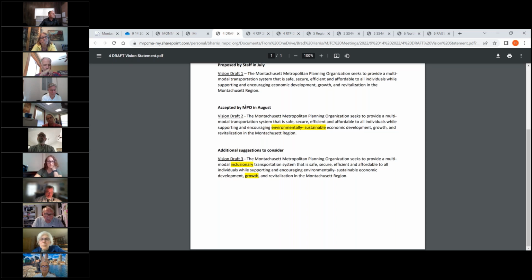So what that might look like reads as follows. The Montachusett Metropolitan Planning Organization seeks to provide a multimodal, inclusionary transportation system that is safe, secure, efficient, affordable to all individuals while supporting and encouraging environmentally sustainable economic development, omitting growth, and revitalization in the Montachusett region. So we're presenting the suggestion to the group today, this version 3 specifically, that omits the word growth and adds the word inclusionary. If there's any discussion on this, any feedback at all we can get from the group, that would be great.